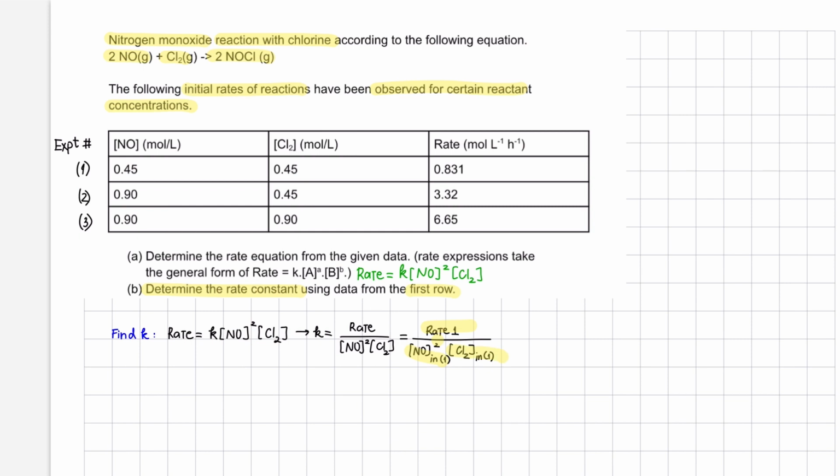Now let's substitute numbers in. That's 0.831 over 0.45 to the power of 2 times 0.45. And that gives us a result of 9.12. That is the rate constant for this reaction, according to the data from the first row of the table.